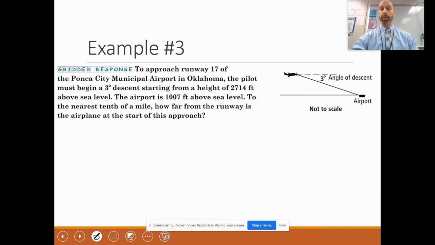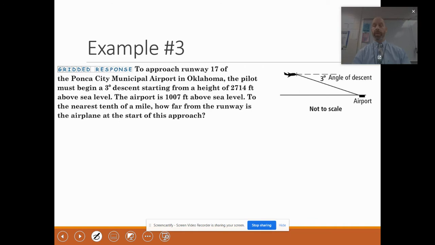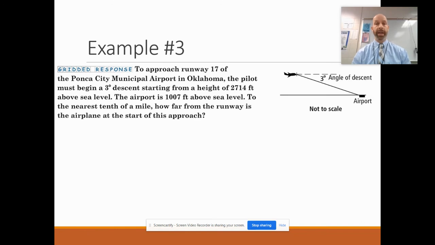All right, so let's do one more problem in this section, and then we'll move on to section 10.6. So this is a gridded response problem, and it says to approach runway 17 of the Ponca City Municipal Airport in Oklahoma, the pilot begins his 3-degree descent. That's his angle of descent. That sounds like an angle of depression. So here's our angle of depression.